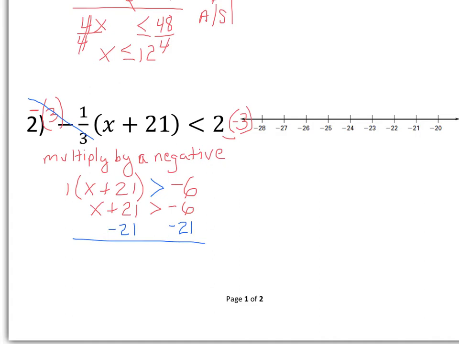And x comes down, our symbol, we've already switched it, opposites cancel, and we have -6 minus 21, which is going to be -27. So we're going to go to -27 right here on the number line, and x cannot be equal to -27. It can only be greater than, so it is an open circle, and all the numbers that are greater than are going over here, to the right.